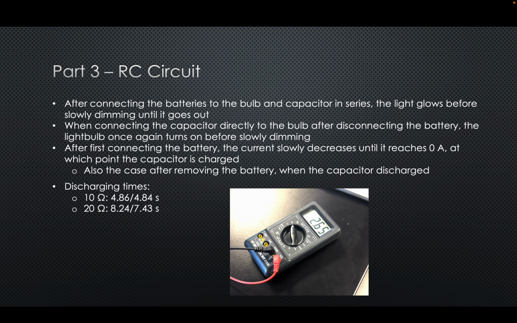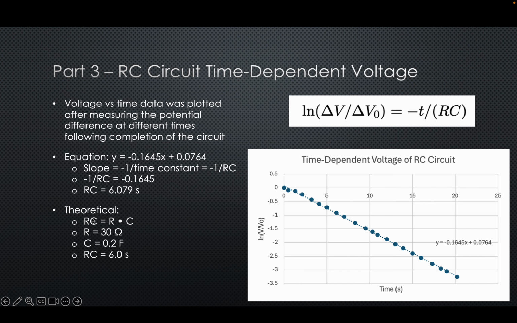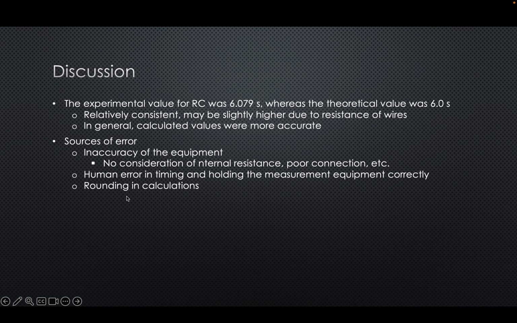And for the final part, here's a picture showing how I measured how the charge changed over time to try and determine the time constant. And those are the discharging times for the two resistors. And then here, you can see that when I used the 30 ohm resistor, I measured potential difference over time. And then by plotting the natural log of potential difference over the original potential as a function of time, I found the slope to be negative 0.1645, which is equal to the negative inverse of the time constant, allowing me to calculate the time constant, 6.079 seconds.